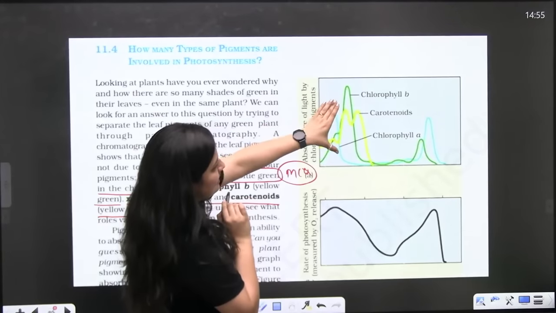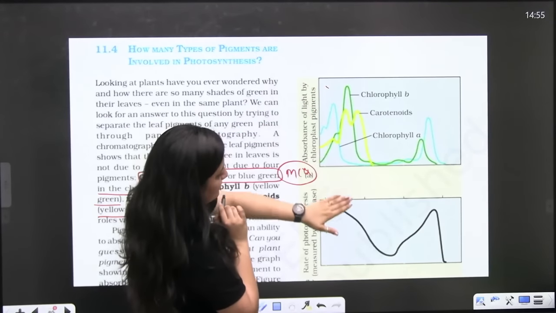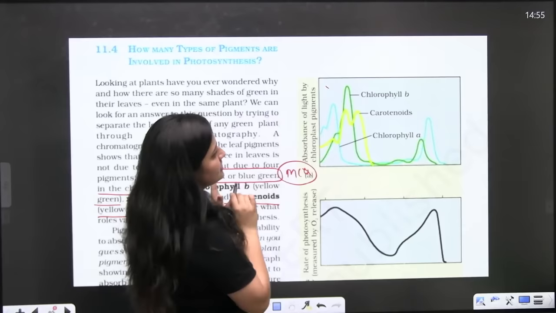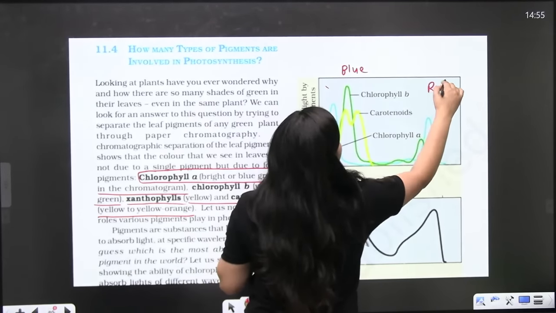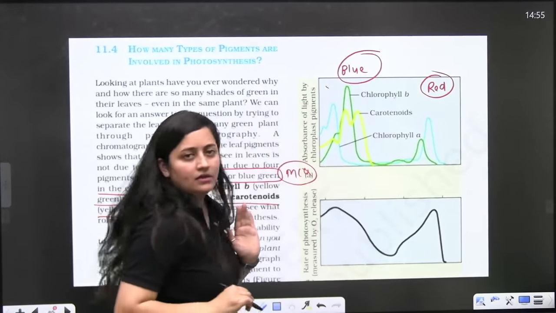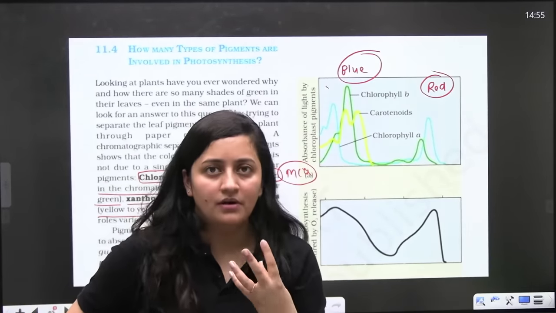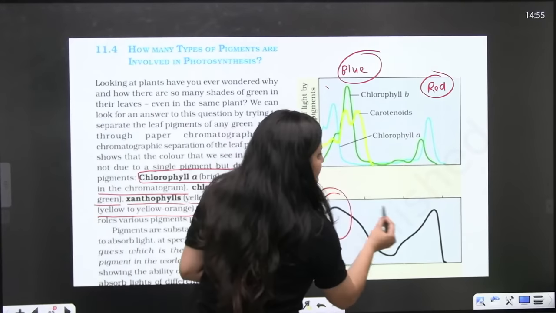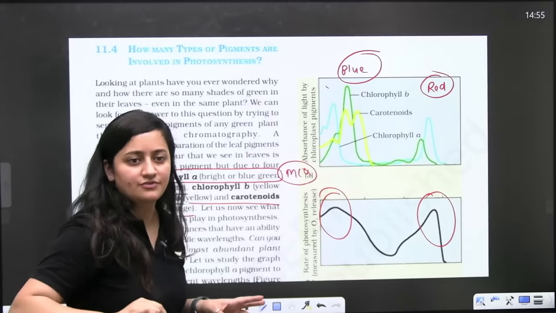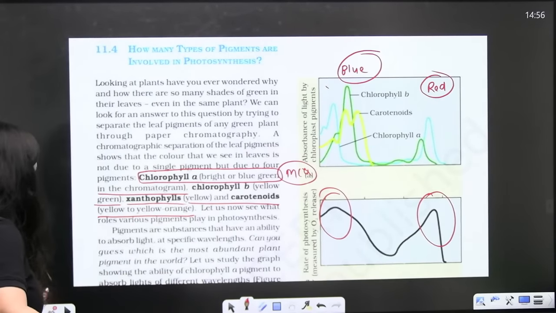Then, this is the absorption spectrum, this is the action spectrum. In the absorption spectrum, you can see we will find the peak at blue and at red light. Maximum light absorbed by these pigments is blue and red. So, we will even see the maximum rate of photosynthesis for this. This is what you need to remember.